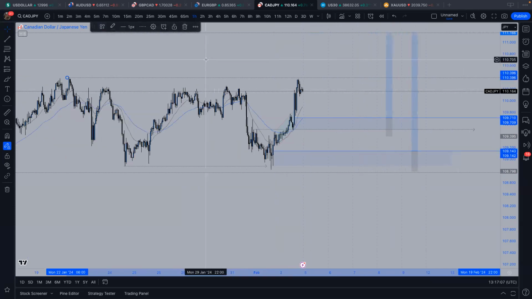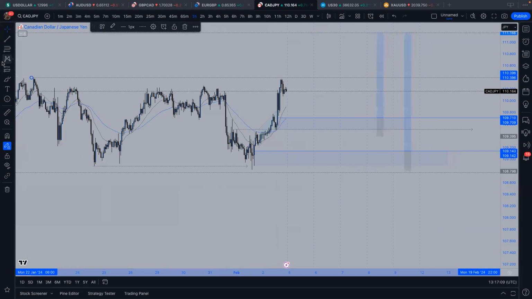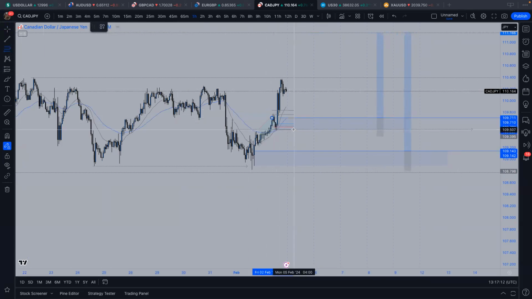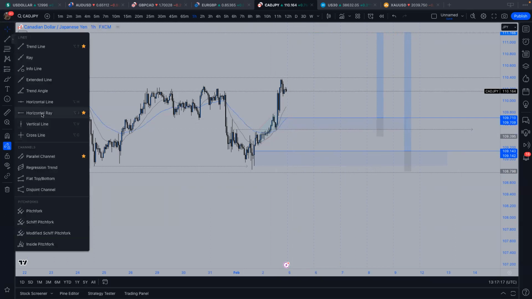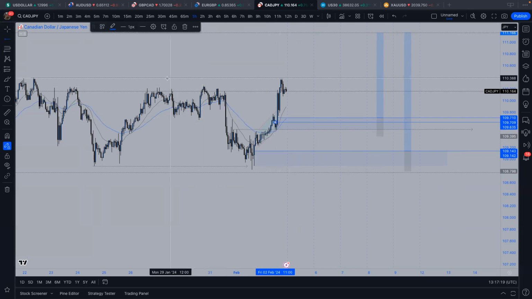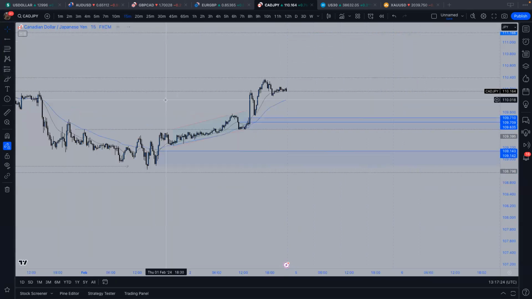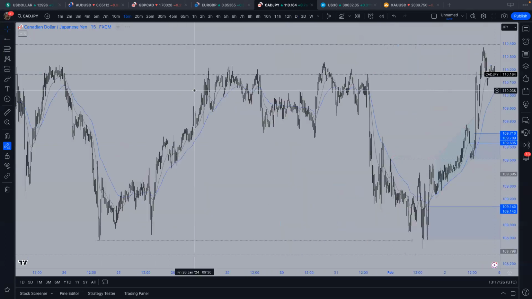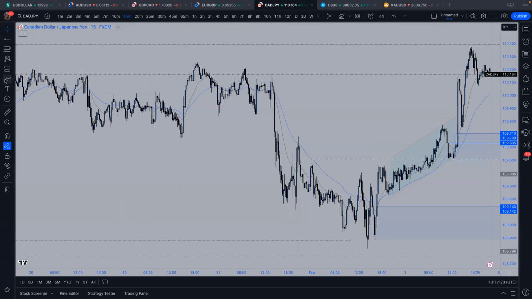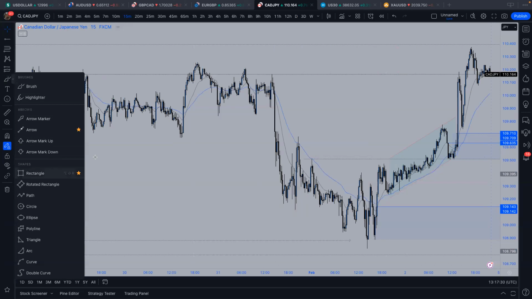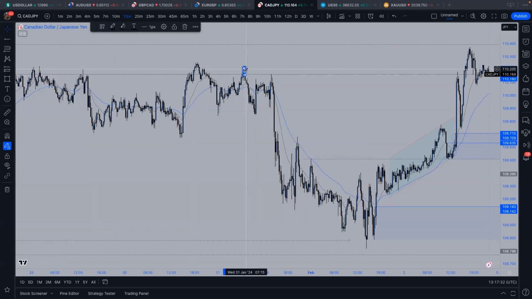Boom. Really nice. We had that 30-minute zone. If we do the 50%, okay, so we do have this slightly smaller zone in here. I also did catch a short off this as well, off this zone in here. Super clean.